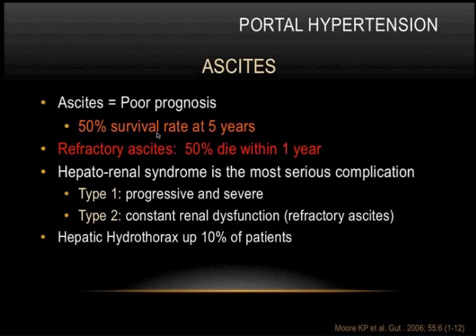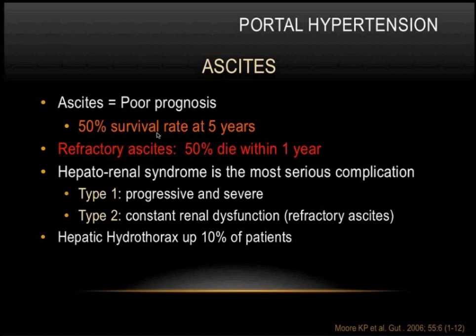And type 2 is something that we see more often. It's a more constant renal dysfunction. And then when you start tapping, they start to get more renal dysfunction. And hepatic hydrothorax usually occurs in 10% of the patients, but you can actually see patients develop hepatic hydrothorax with a minimal amount of ascites.